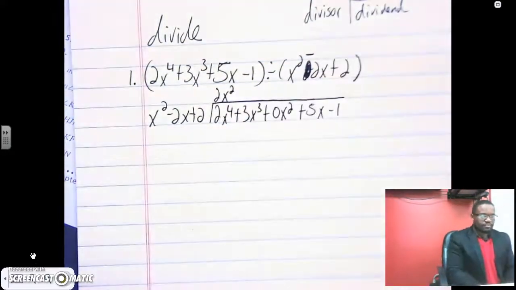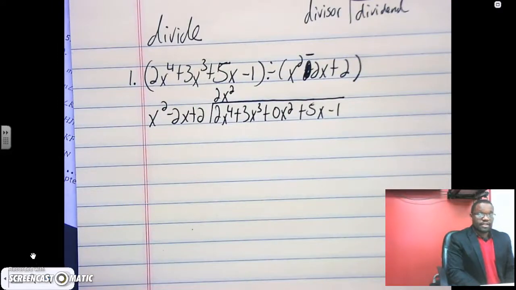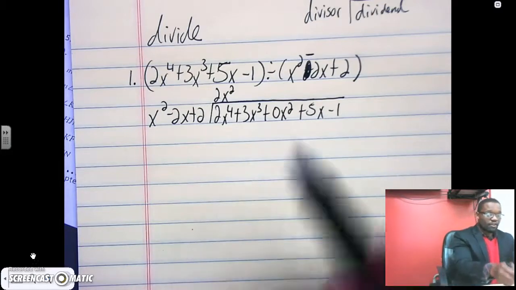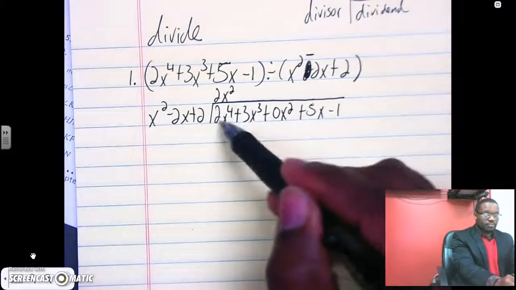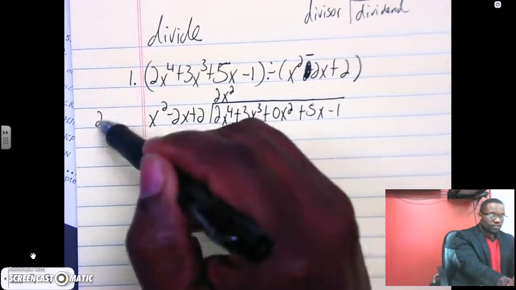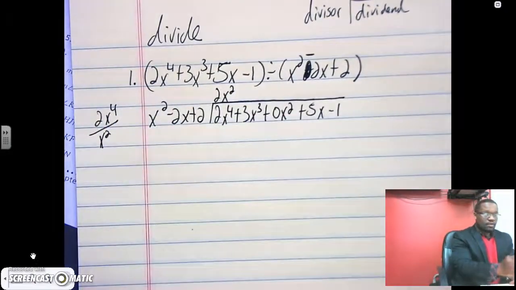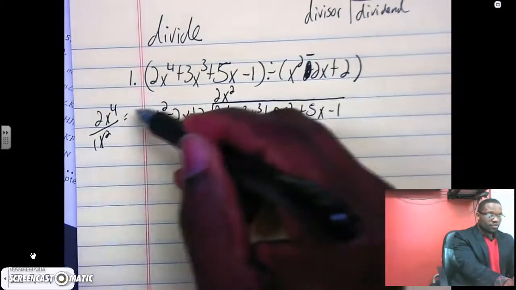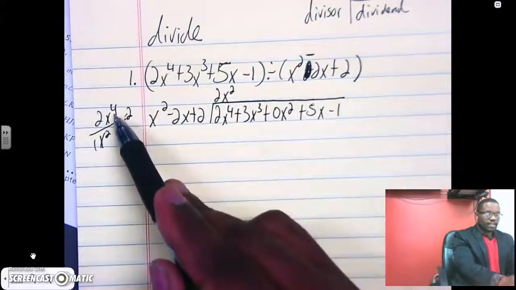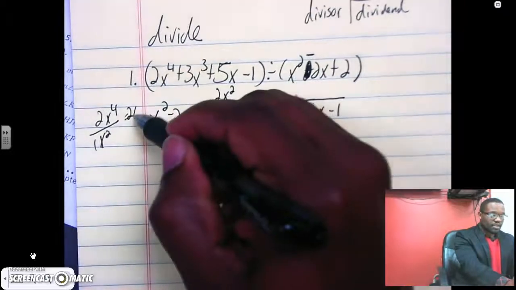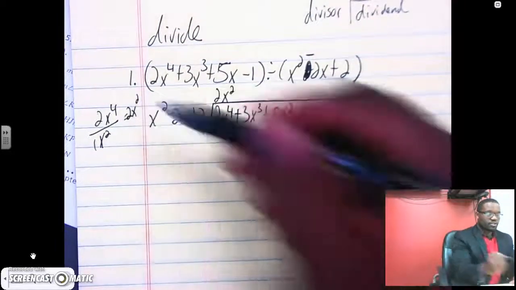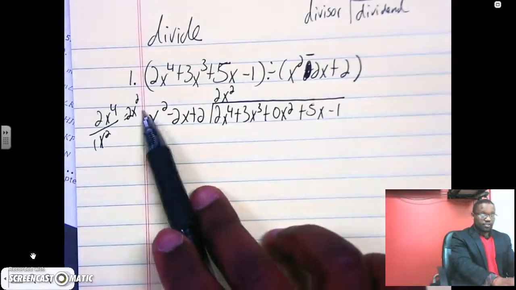Now, how do we get that 2x squared? Now, I understand how to do it in my head. I can figure that out, and some of you guys I'm pretty sure can too. But if you have a hard time, what you do is you go off to the side of your paper, take this 2x to the fourth, and you take x squared, and you divide them. When you divide them, you'll get 2 over 1, which is 2. X to the fourth divided by x squared is simply x squared, because 4 minus 2 is 2. And so that's another way for you to figure that out.